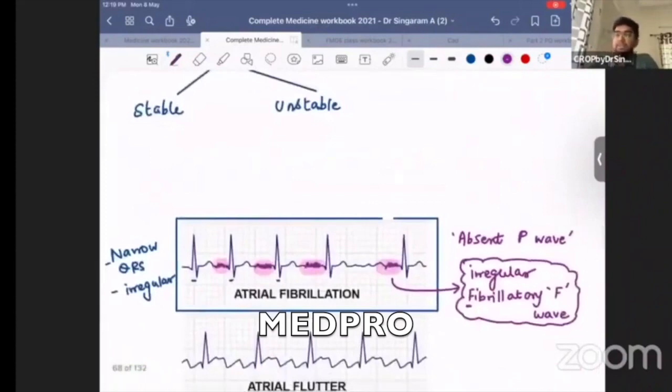Any comments on the treatment? See, basically, if it is a stable patient, that means the patient is only complaining of palpitation. Heart rate is high, that's okay, but he's complaining of palpitation. He's otherwise conscious and stable. His blood pressure is stable. Only the heart rate is high and he's complaining of palpitation, and he is able to talk normally also. Then we call that patient a stable patient.